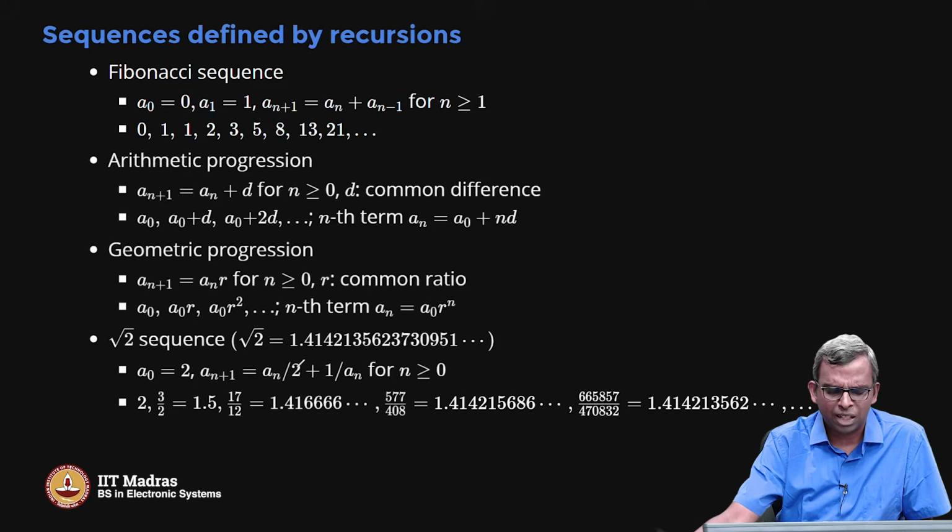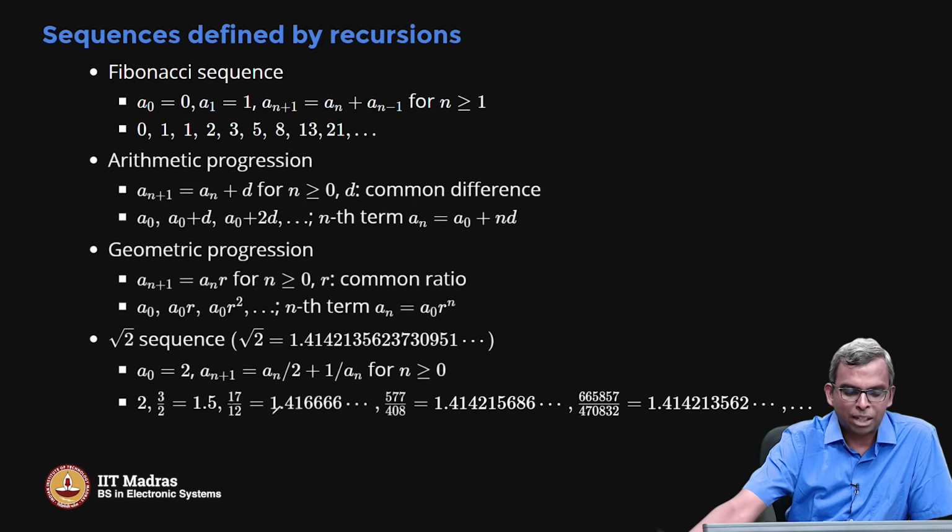Notice this is slightly non-trivial. I am doing an by 2. If I stopped with that, it would be easy, but then I am adding a 1 by an. Okay, if I do just an by 2 without the second term, it becomes a geometric progression, right? So, it's just multiplication by half. But here that's not what I'm doing. I'm adding this 1 by an to make it very interesting.